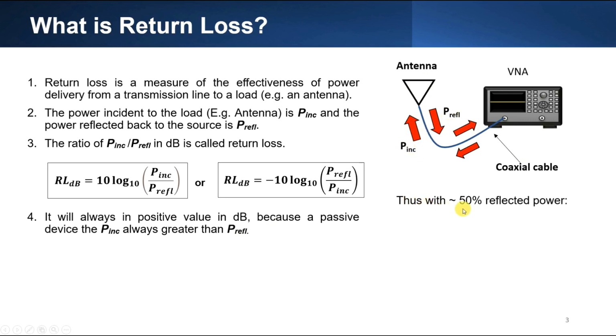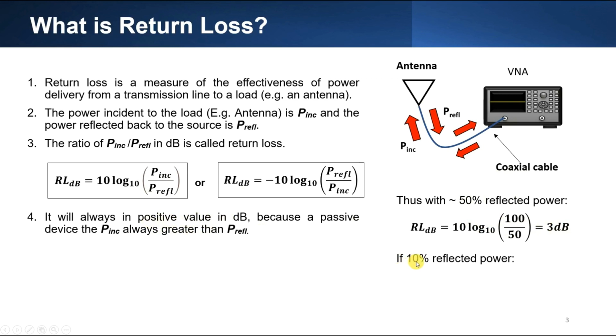Okay, let's say we have 50% reflected power. So here will be the 3 dB that we will get. You just put in the 50% reflected power as the power reflected here, and the power incident will be 100%. That means we transmit 100% of the power and 50% is reflected. So if you convert it to dB, it will be 3 dB. So it's a positive value.